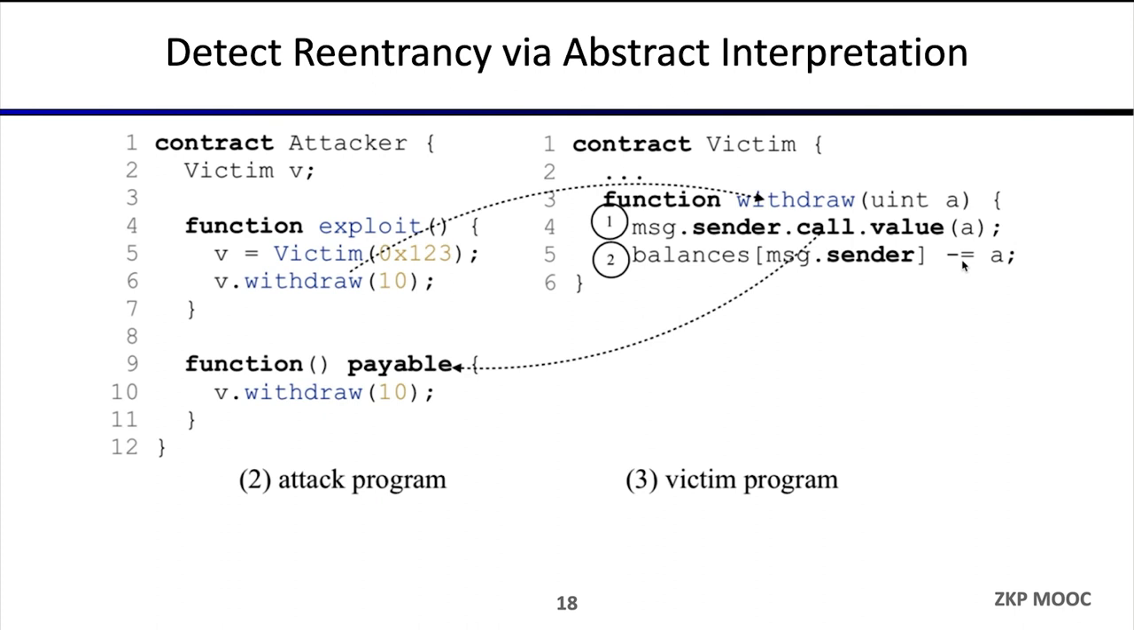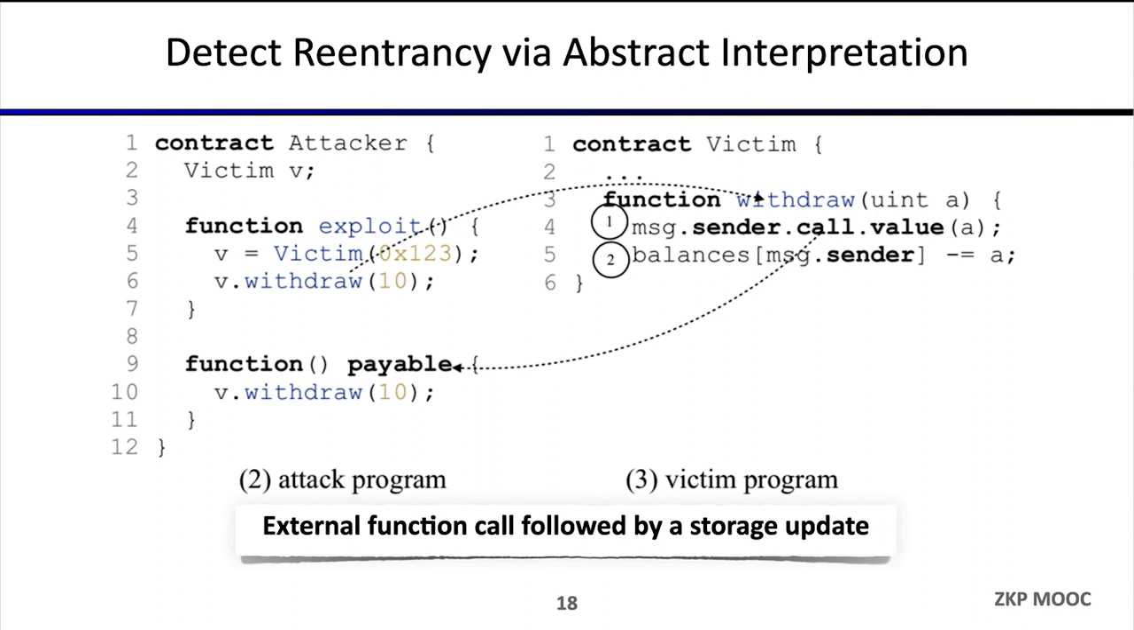So how do we capture these bugs? Even though the actual business logic of the smart contract of that DeFi protocol can be very complex, we can abstractly encode the reentrancy behavior using abstractions such as temporal order as well as write dependencies. For instance, in this case, we can statically abstract the behavior of a reentrancy attack by checking whether there exists an external function call followed by a storage update.